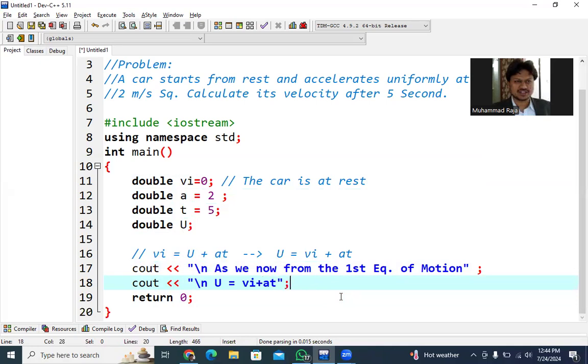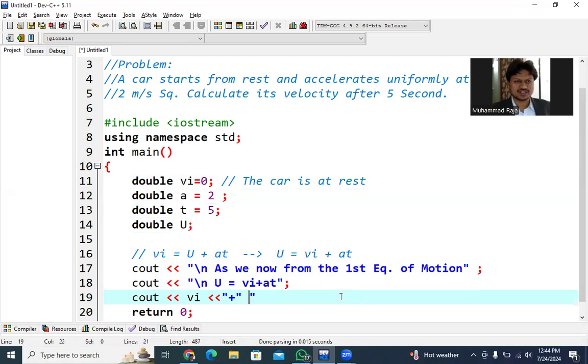So now putting the values, so a commoner can easily understand. I'm putting the value of Vi as Vi. Then I'm putting here plus, the value of A. Then again, I'm giving a multiplication sign, and then I'm placing T. Just basically know how we can format the file. It's a concatenation approach, how we can format the output. So values will be printed here, and then cout goes for the calculation.